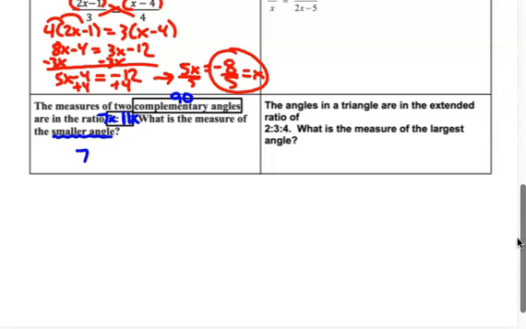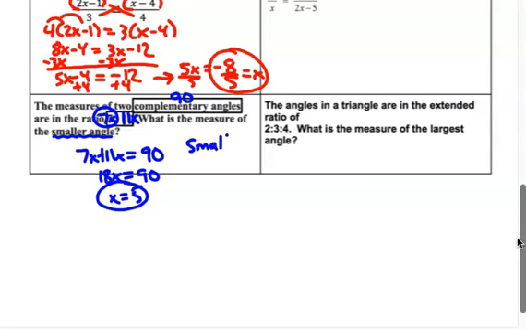So 7x plus 11x needs to make 90. That's what complementary means. This is 18x equal to 90. Divide by 18, x is 5. Not our answer, we want the smaller angle. The smaller angle will go with the 7. So for the smaller angle, we're looking at 7 times 5, so 35 degrees.